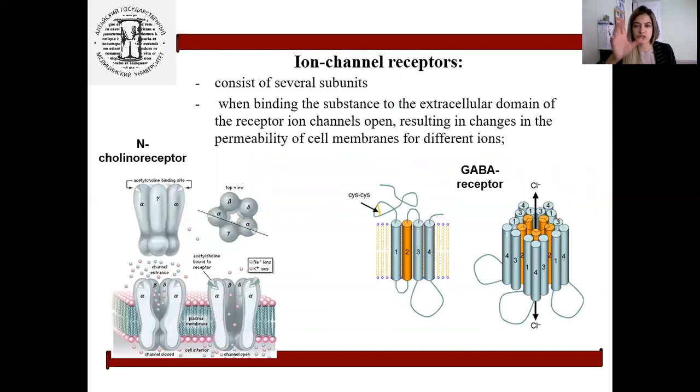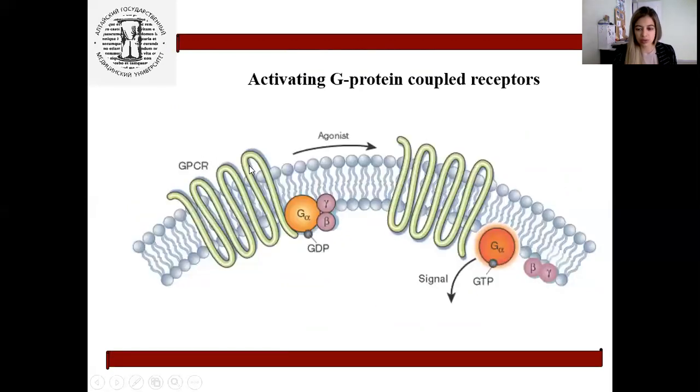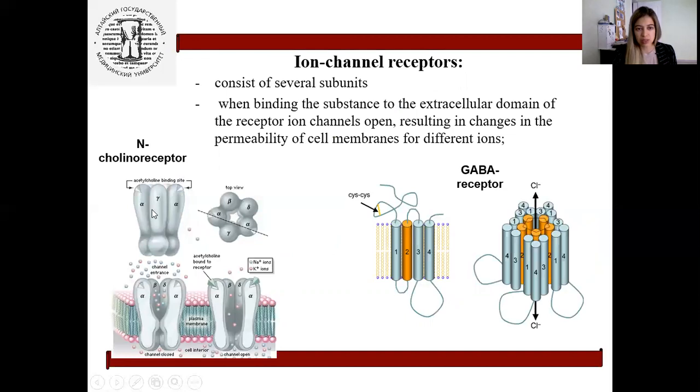Ion channel receptors consist of several subunits. You can see them here, like alpha subunit, gamma subunit, alpha subunit, beta subunit. So these are different protein molecules, but they are bound together. And when a substance binds to the extracellular domain of the receptor, ion channels open. So if this is the membrane, this is inside the cell, this is outside the cell, somewhere here the molecule can bind. For example, here it's acetylcholine, or it can be any drug. When it binds here, you see what happens. If the channel was closed, it opens. You see in the picture.